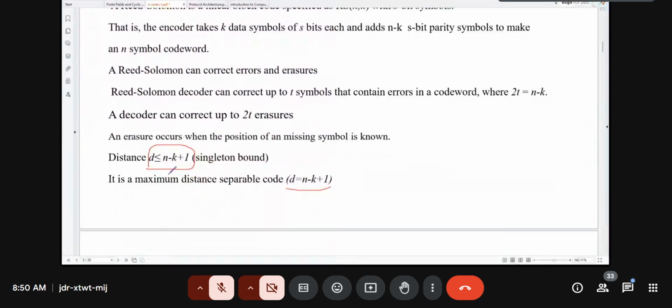And you can see we are saying that's the best distance you can get, because it's supposed to be less, but when it is equal, that's the best distance you can get. And of course, the distance determines the what? The error correcting capability. That's why when you can get the maximum distance, you are very happy, because then you are able to correct more errors. Yeah, because error correcting capability depends on the distance.